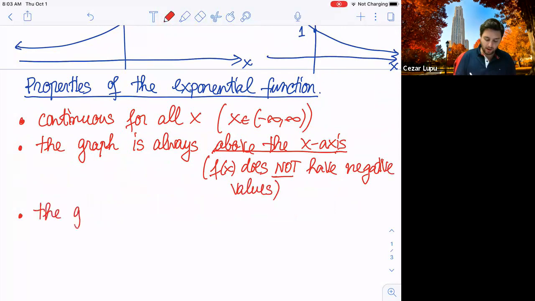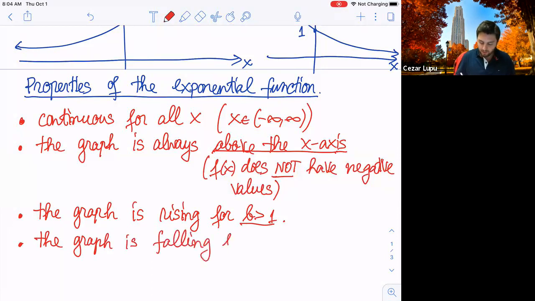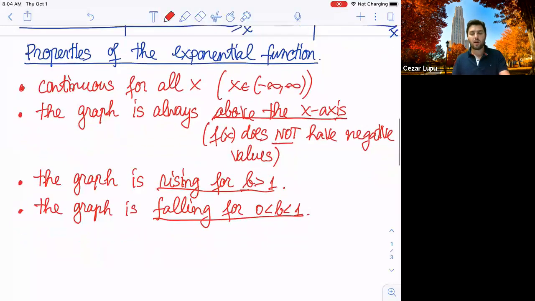Also, we can say that the graph is rising for b strictly greater than 1. Well, this means that the graph is rising. As you can see, the function is increasing. And also we can say, by just looking at the graph, that the graph is falling for b between 0 and 1. So these are the properties, by just looking at the graph of the function.